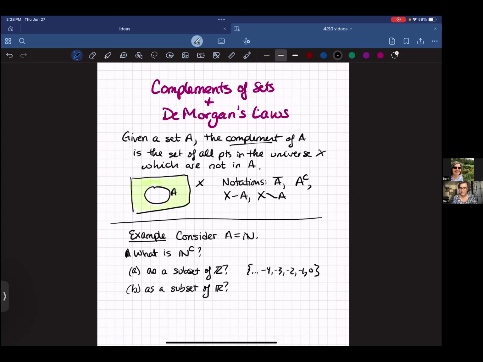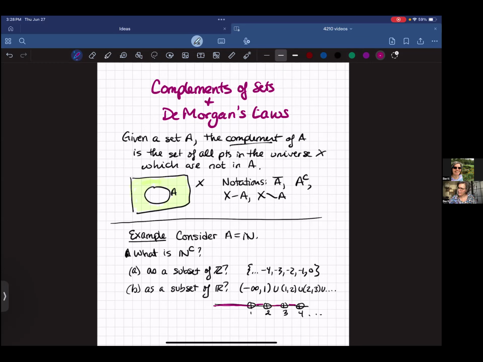Okay. What about as a subset of the reals? As a subset of the reals, then that would be all of the real numbers up to 1. So I can write that in interval notation, negative infinity, comma 1. And then all of the real numbers between 1 and 2, all of the real numbers between 2 and 3, and so on and so on and so on. So like on a number line, what would it look like? I'd have an open circle at 1, an open circle at 2, an open circle at 3, open circle at 4, and so on. And I would be shading, the complement would be all the stuff that's outside of those open circles.